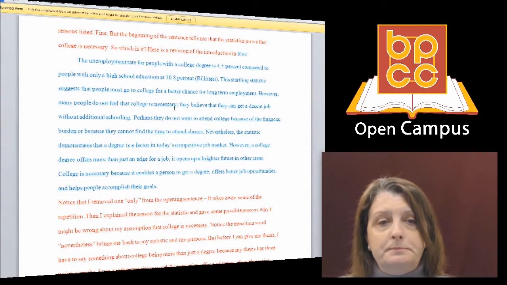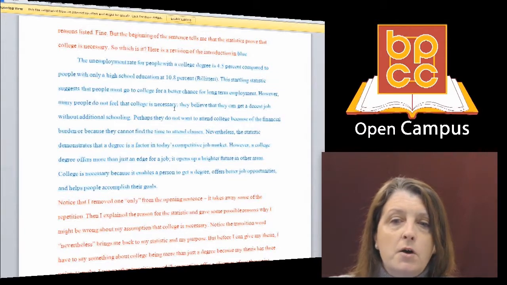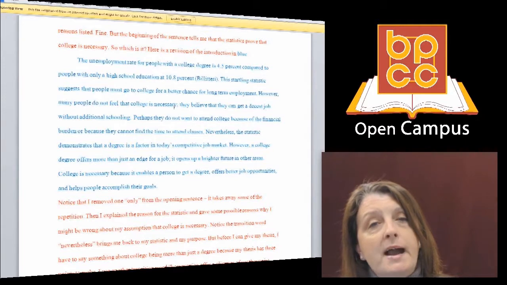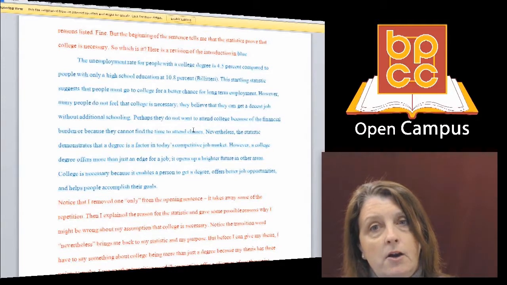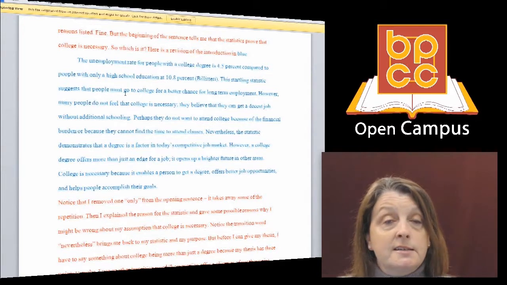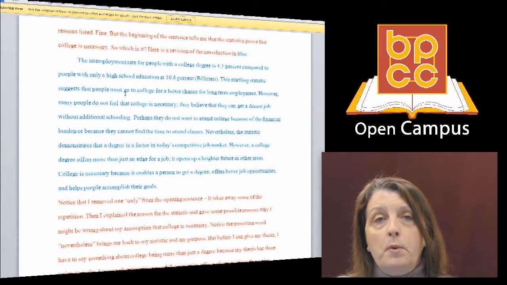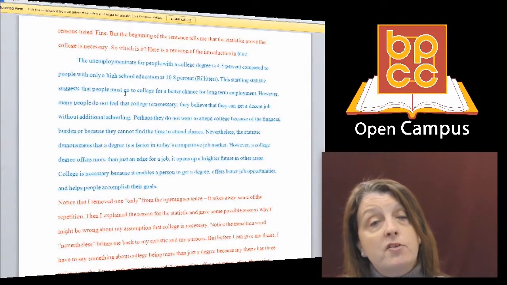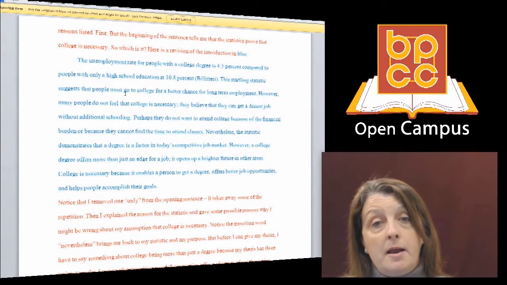Now, notice the transition word "nevertheless." It brings me back to my statistic. I've told you what the statistic means. Then I've said, well, wait, this is true. And then I came back with "nevertheless." And then I bring the reader back to my idea. The statistic demonstrates that a degree is a factor in today's competitive job market.